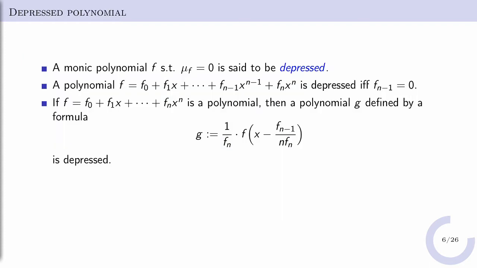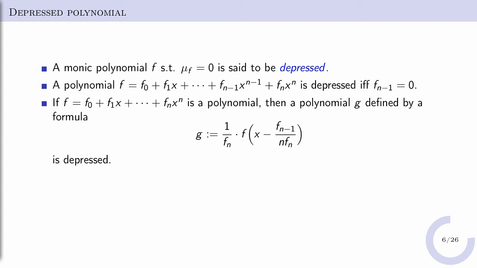We say that a polynomial is depressed if the mean of its roots is 0. The polynomial is also monic. This condition is less important. The really important condition is that the mean of the roots is 0. This means that the roots are centered at 0.